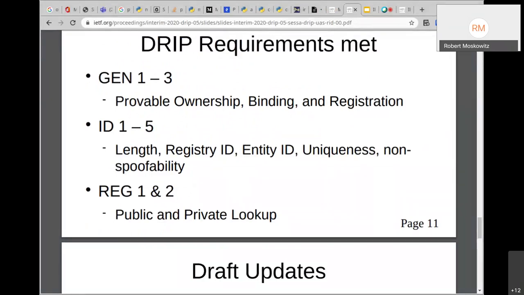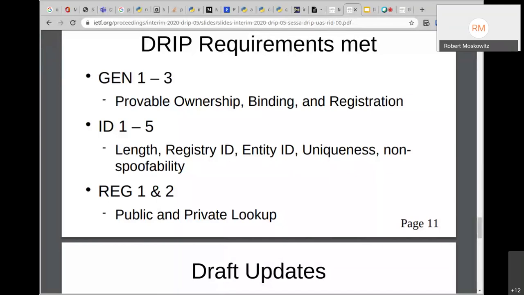So here are the requirements which I meet, and we can discuss how well I meet them. The provable ownership, of course, is not the remote ID itself, but it leverages the ability for provable ownership through the auth messages, and the same with binding and the registration. These are things that you can now do with this. So we can debate whether I actually meet the requirements or I facilitate them, or they're done elsewhere. And I'm open on that fine point.